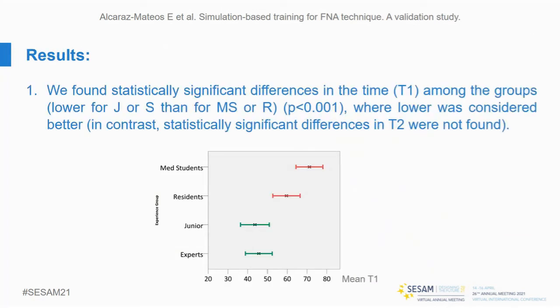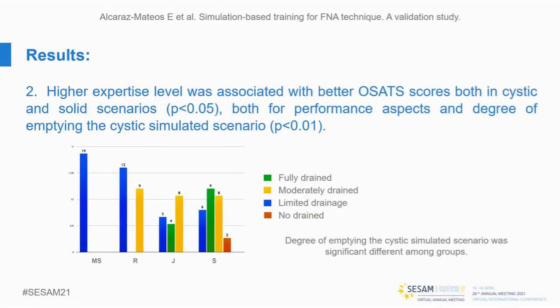These are the results. We found statistically significant differences in the time among the groups for the solid scenario. In this case, lower was considered better, so it was lower for junior and senior pathologists than for medical students or residents. For cystic scenario, we didn't find this. Higher expertise level was associated with better OSAT score, both in cystic and solid scenarios, both for performance aspects and the degree of emptying the cystic simulated scenario.